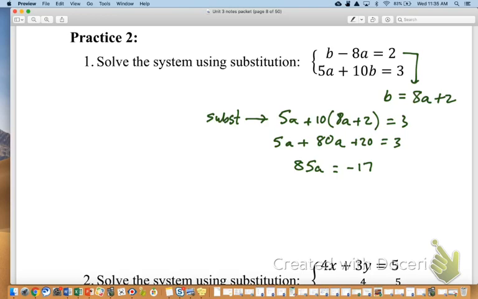How would you? So wherever you see a b in the other equation, you would replace that b with 8a plus 2. I did that. I got 85a equals negative 17. Terrifying. That's what I got too. And I was like, I don't know. It works out nicer than you think.